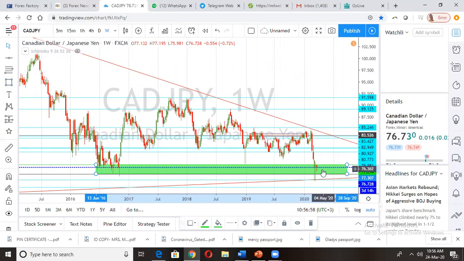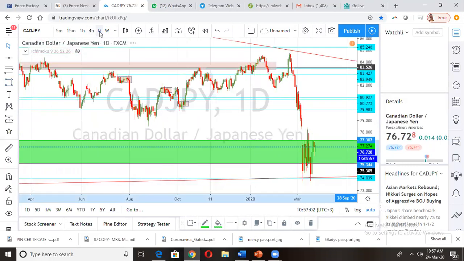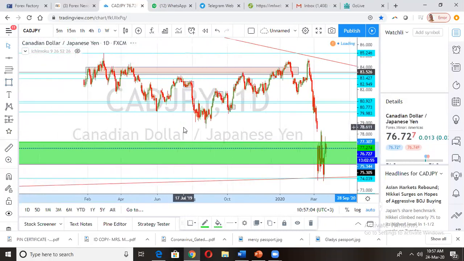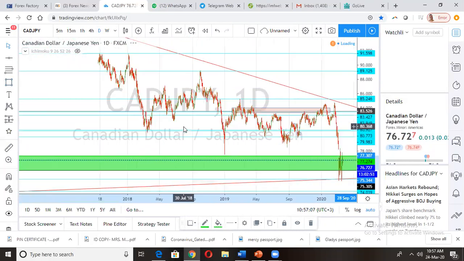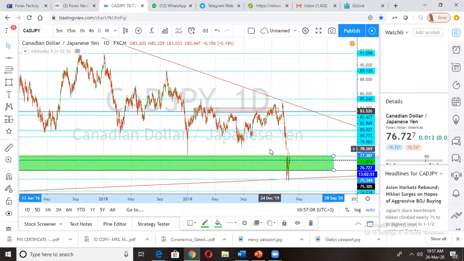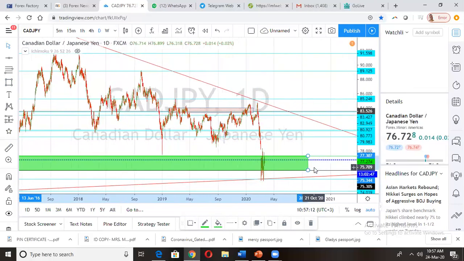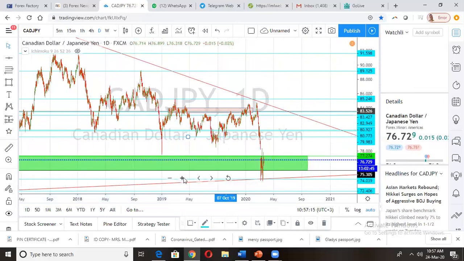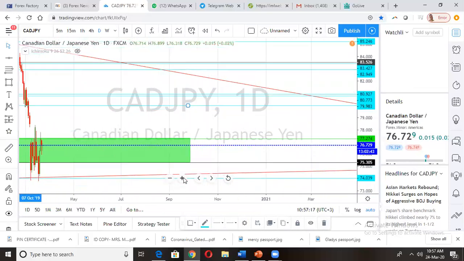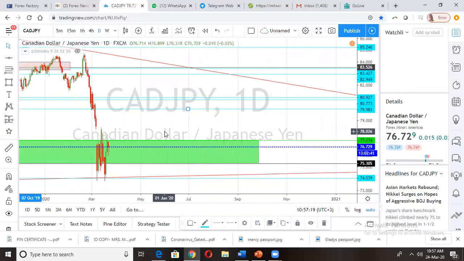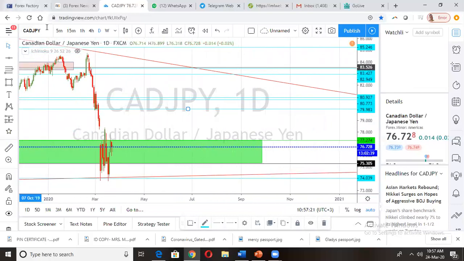It may pull down, but let's see the day chart. What's the day telling us? It just tells us that this is a very important zone, a very important support zone. But I feel it's bullish. CAD JPY is bullish.